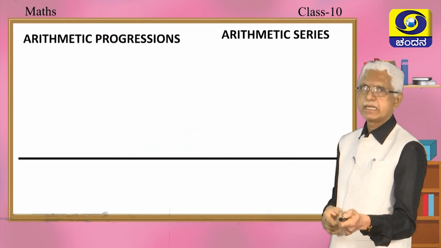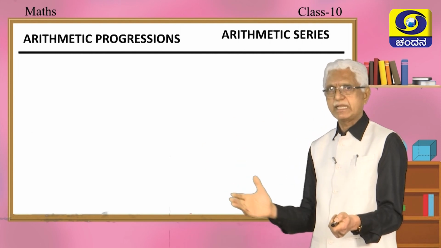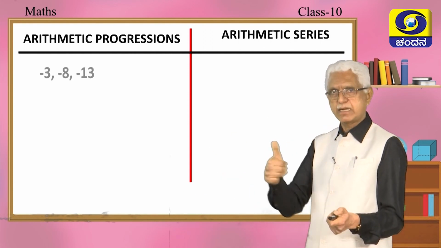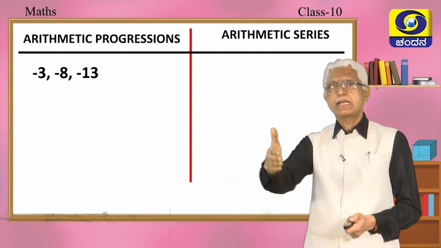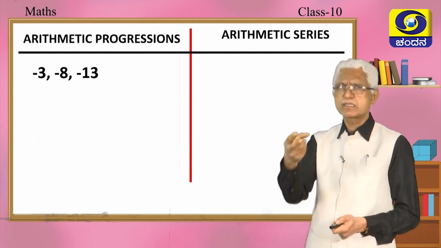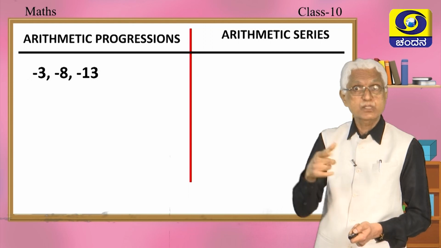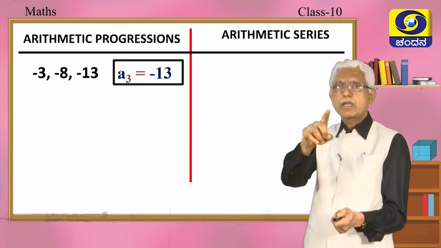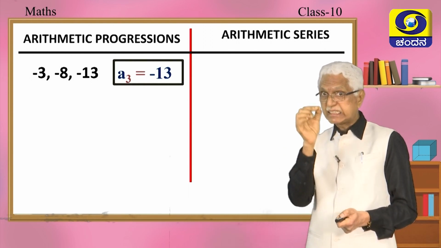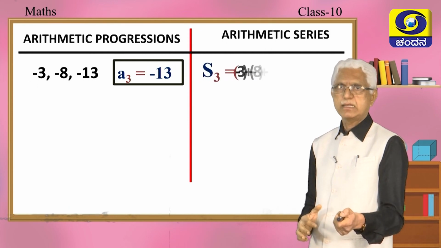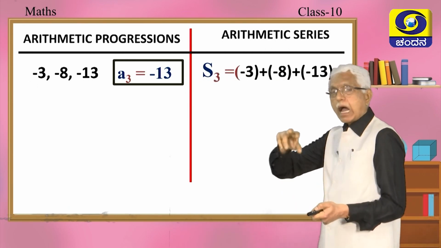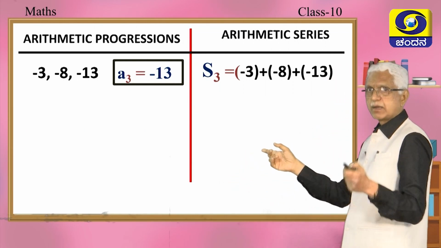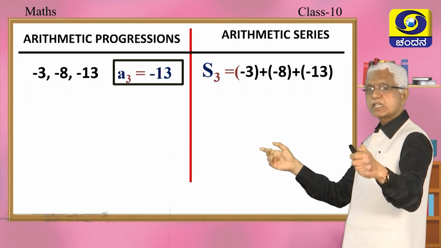Just observe this table, my dear children. Arithmetic progressions, arithmetic series. We are trying to differentiate arithmetic progressions and arithmetic series, right? Okay. You all know minus 3, minus 8, minus 13 is an arithmetic progression because they have a common difference. You should know that. Don't ask me second term minus first term, correct? So, A3 is minus 13, the third term is minus 13, okay? Now, look at the right hand side. You want to find out the sum of these 3 terms, correct? Minus 3 plus minus 8 plus minus 13, okay?